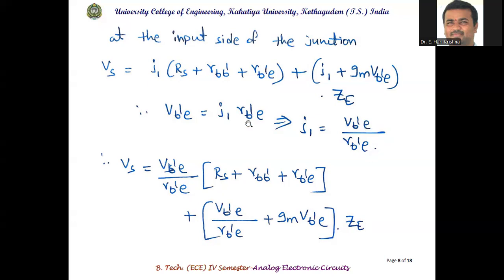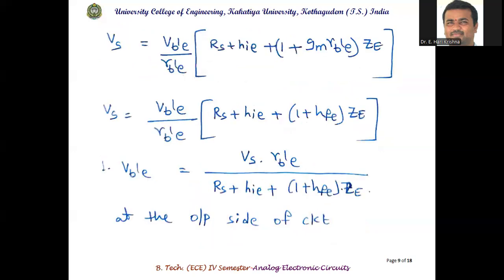Substituting this in the above equation, Vs is equal to VB dash E by RB dash E times RS plus RBB dash plus RB dash E, plus I1, which is VB dash E by RB dash E plus gm VB dash E, multiplied by ZE. Continuation is there, a long discussion here. Simplification is there. So the previous equation, Vs is equal to VB dash E by RB dash E, and the components are RS plus HIE plus 1 plus gm RB dash E into ZE. gm RB dash E is called HFE.